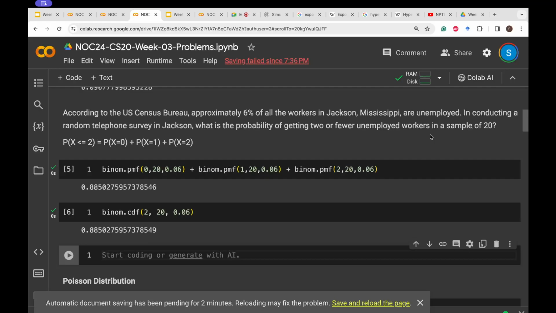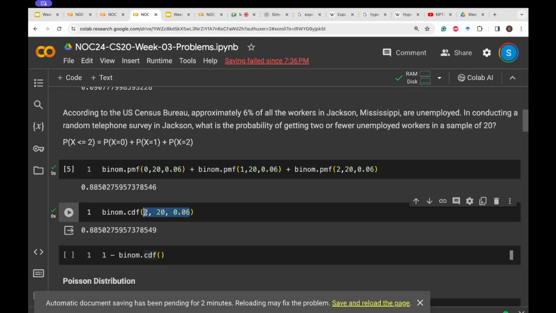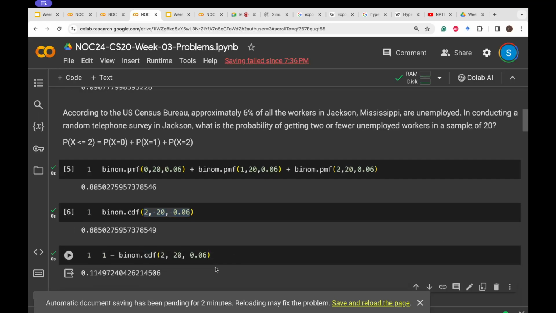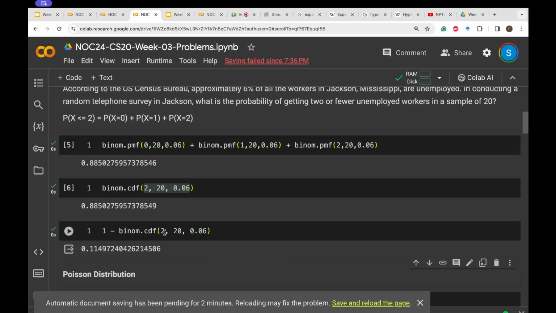It's 1 minus, right? Yeah, so it will be 1 minus binom.cdf, and whatever these parameters are. So this is greater than 2. If it were asked like at least 2, it will be greater than 1, and so on. So you'll have to keep this in mind.